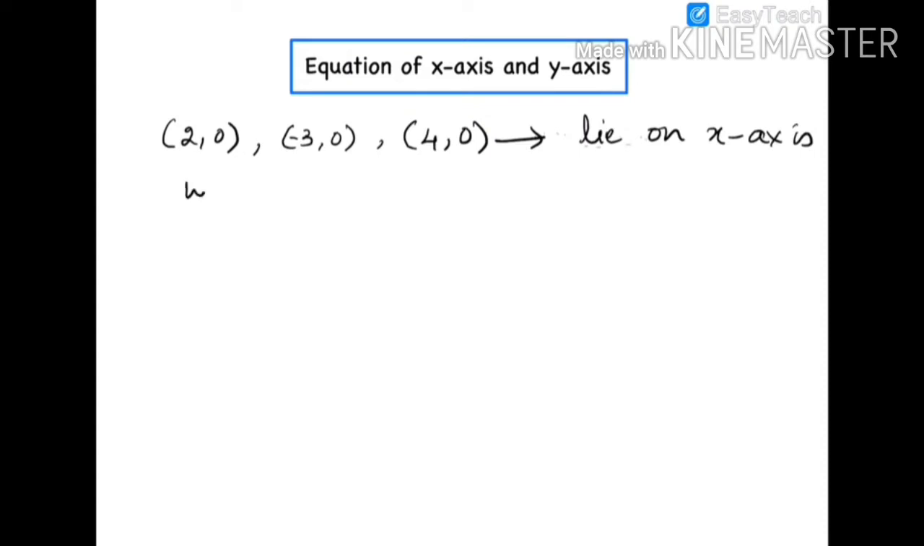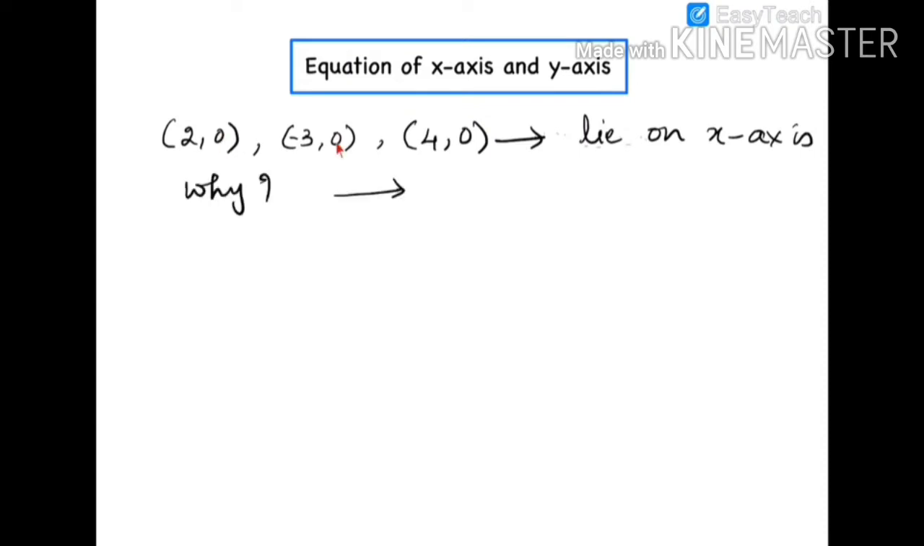Consider these points: (2, 0), (-3, 0), (4, 0). Can you guess where these points lie on the Cartesian plane? If your answer is x-axis, then you are right. These points lie on the x-axis. And what is the reason?